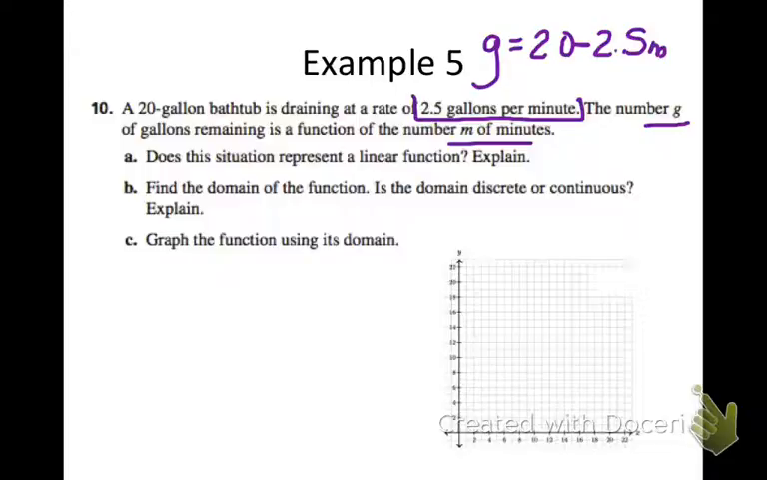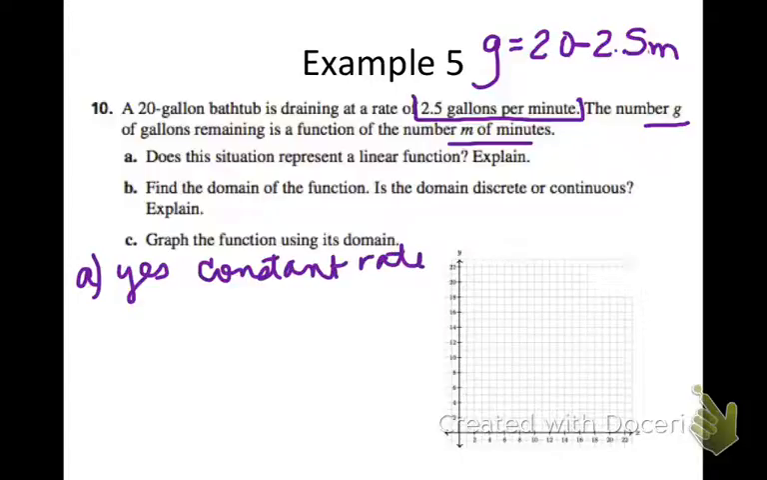So since we can put this in slope-intercept form, then yes. Yes, because as M increases by 1, G will decrease by 2.5. The rate of change is constant. So A, yes, constant rate of change would be one reason.